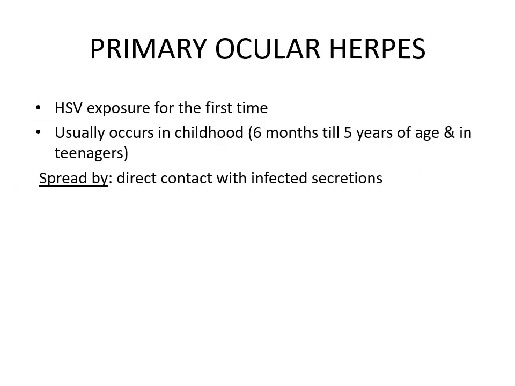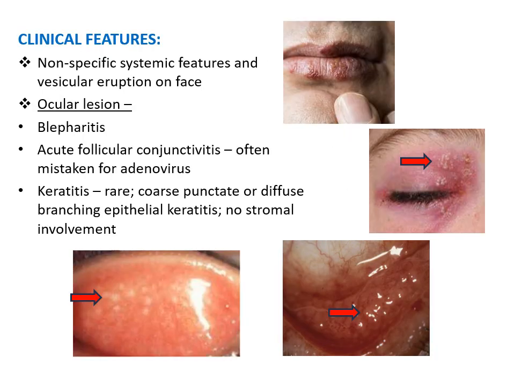So coming on to primary ocular herpes, that is the primary infection when the HSV exposure happens for the first time, usually in childhood, 6 months till 5 years of age. That is the age group that is more predisposed to primary ocular herpes, which spreads by direct contact with infected secretions. Primary ocular herpes is usually a mild infection. Some skin lesions would be there, the typical vesicular lesions around the mouth and around the eyes. Inside the eye, it will cause an acute follicular conjunctivitis, often mistaken for adenoviruses.